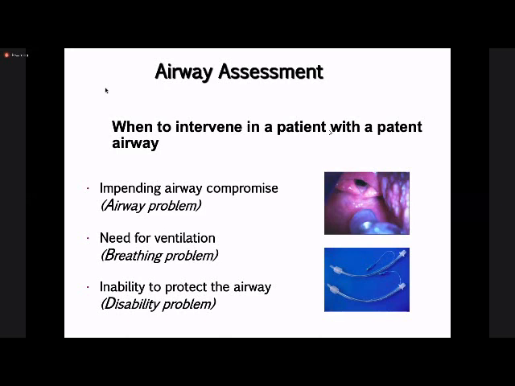And the third category would be where the patient has a problem in maintaining the airway. That's a problem with disability. Anybody with a GCS of less than 8, the patient requires endotracheal intubation and ventilation, because otherwise the patient cannot protect his or her airway, and they have a significant major risk of aspiration and further complications.